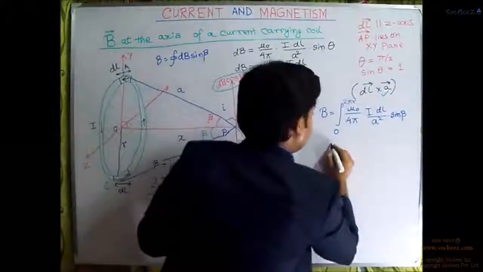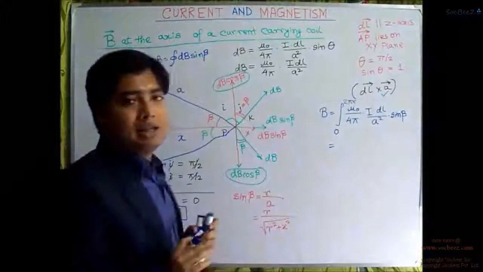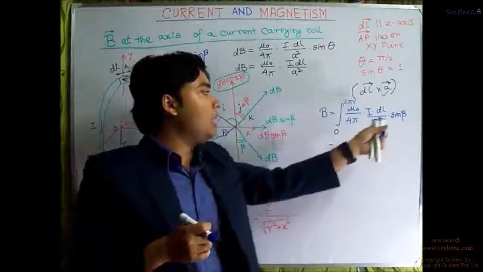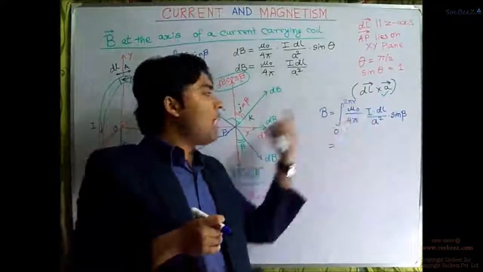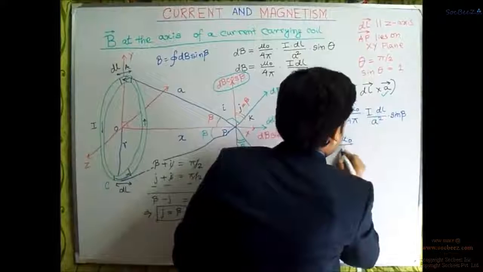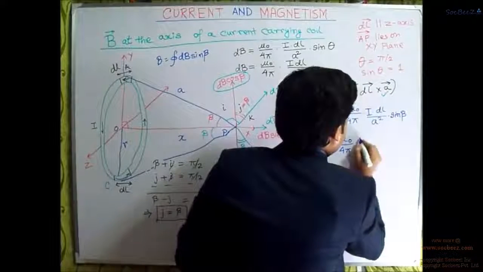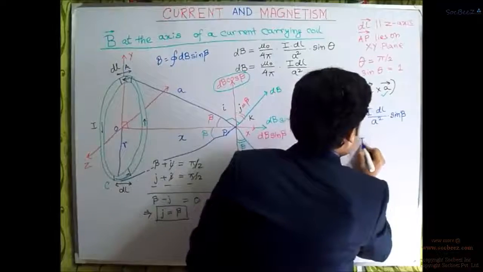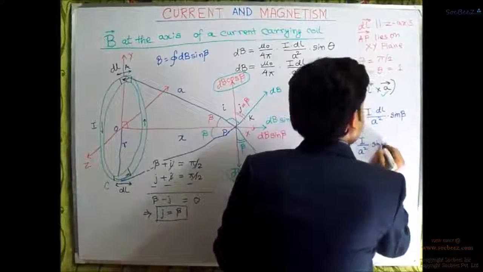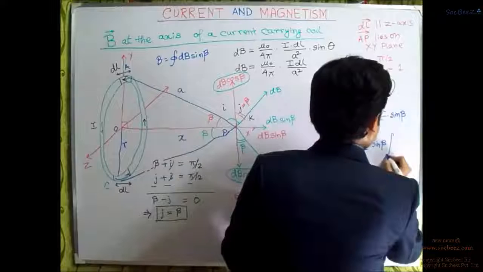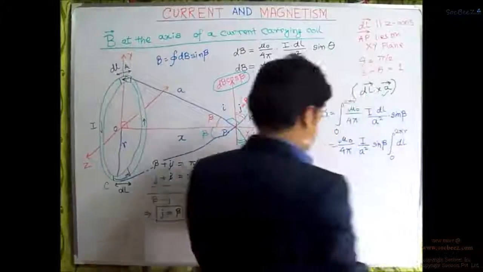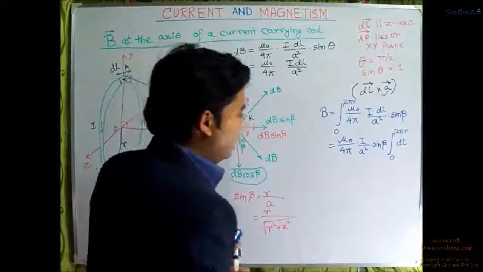Right? So we can put mu naught divided by 4 pi. This is simply a constant and won't change, even if we change the variable dl, so I will take it outside. Now we can write it as mu naught divided by 4 pi multiplied by I divided by a square sine beta, times the integration of dl from 0 to 2 pi r. This will fetch us the value.